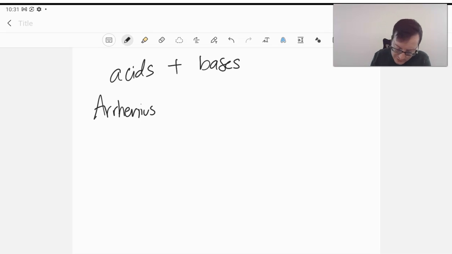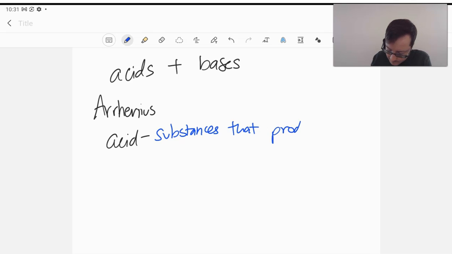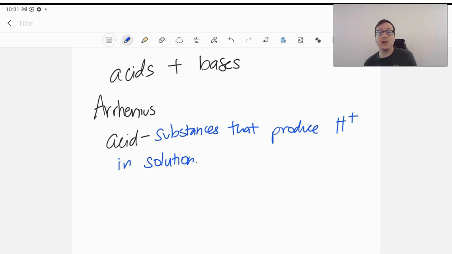So Arrhenius's definition was an acid was a substance that produces H plus in solution. And if we think about how we learned naming rules, when we learned how to name compounds, we had a category for acids. And all of those acids started with H. And as we know, they were paired with anions. So we have H plus as part of those compounds.